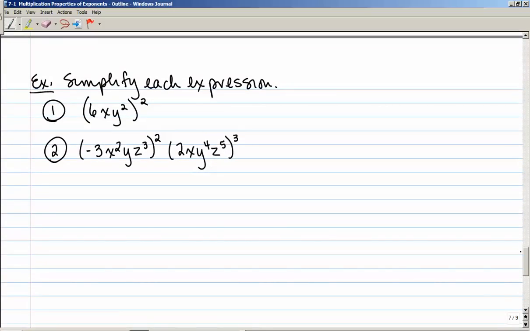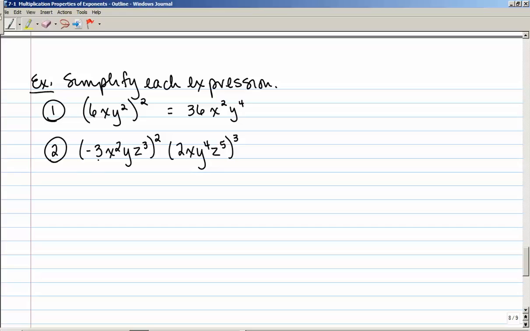And here's a few examples. We're going to simplify each expression. So I have 6xy squared, the whole thing squared. So that's going to give me 6 squared. Now be careful here. A lot of people think I can just multiply and I'm going to do 6 times 2. Well, no, you can't do that. What it really means is 6 squared, 6 times 6, which is 36. The only thing you can multiply are the exponents. So that's going to give me x squared, and y squared squared is y to the fourth.